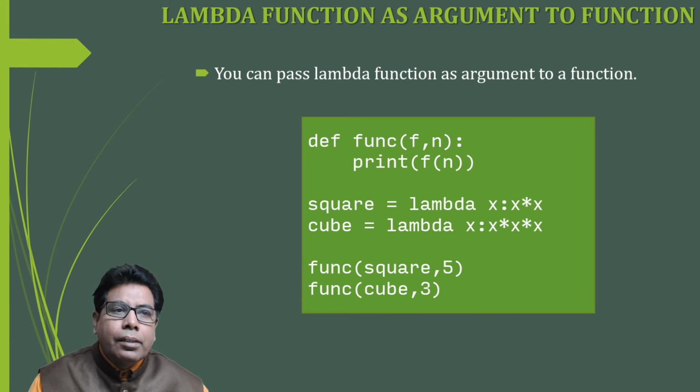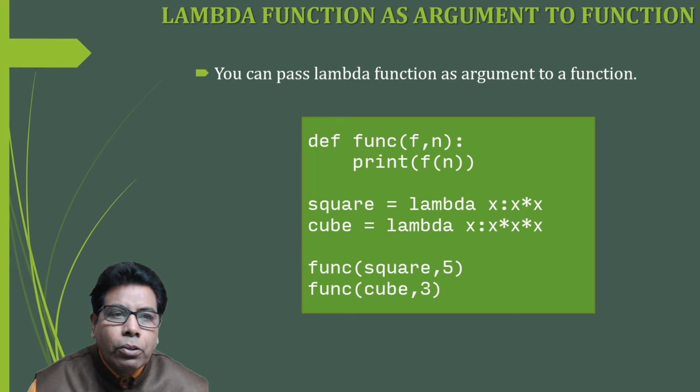Then, lambda function as an argument to a function. You can pass a lambda function as an argument to a function. So here we are taking an example for that. We are defining a function func with two arguments f and n, and then we have the print statement where we are printing the function of n, and then we define the two functions here, square and cube.